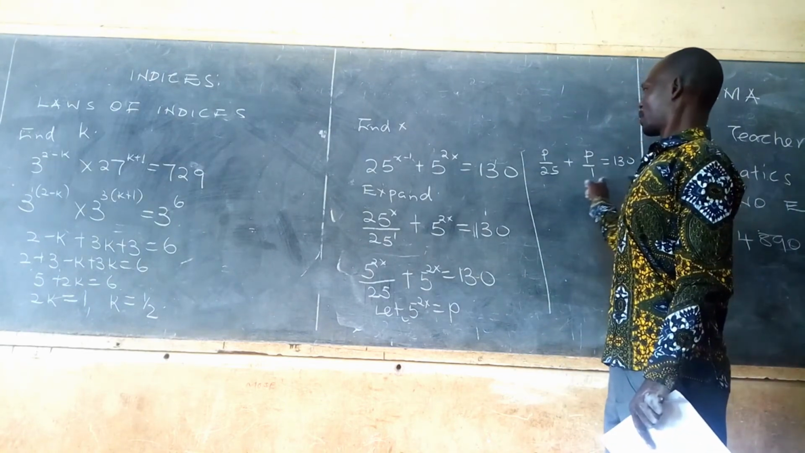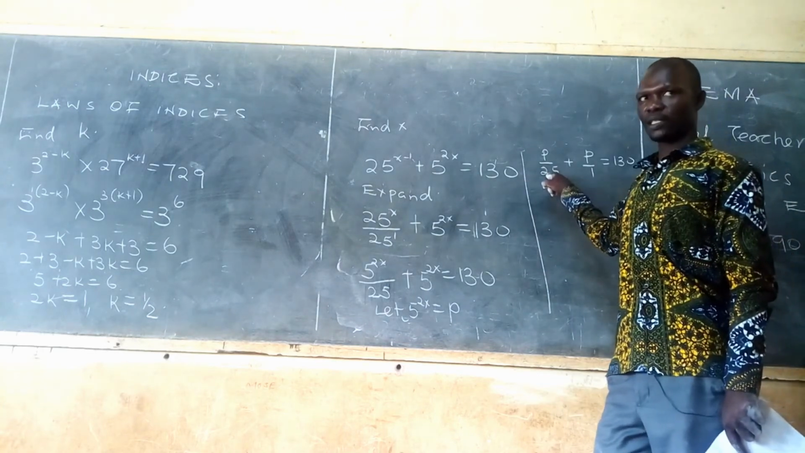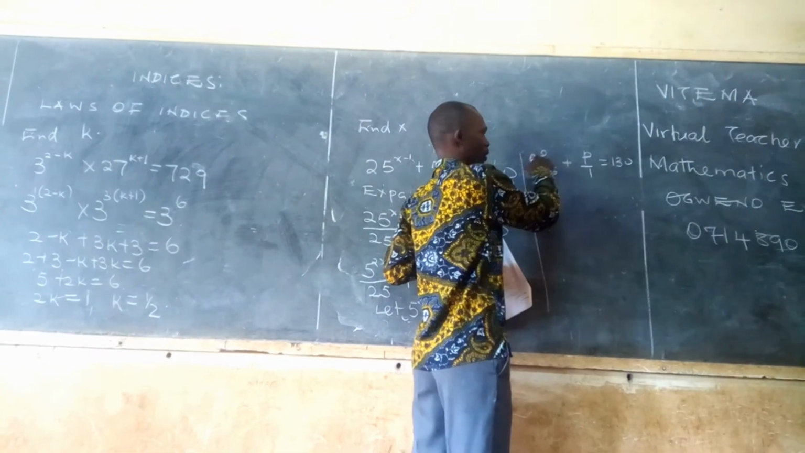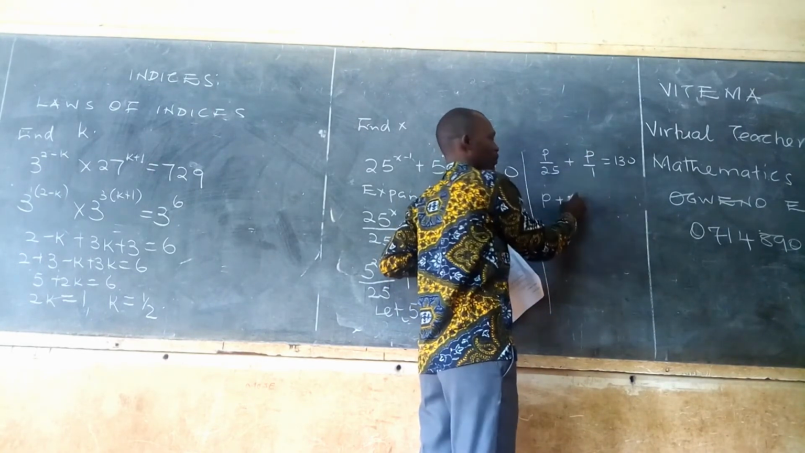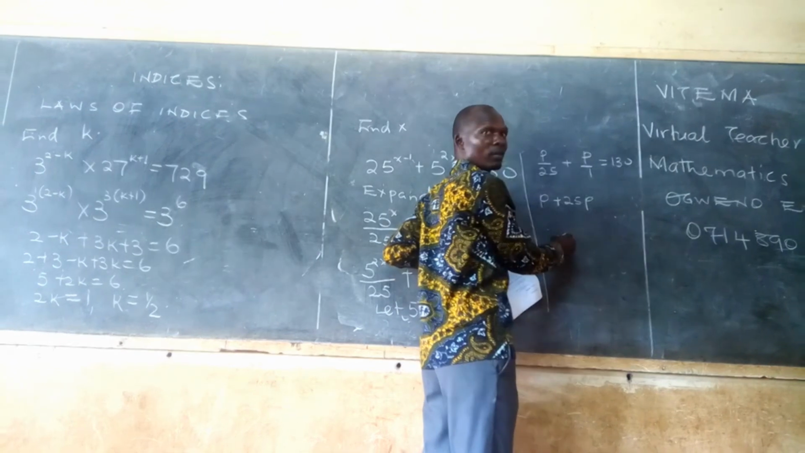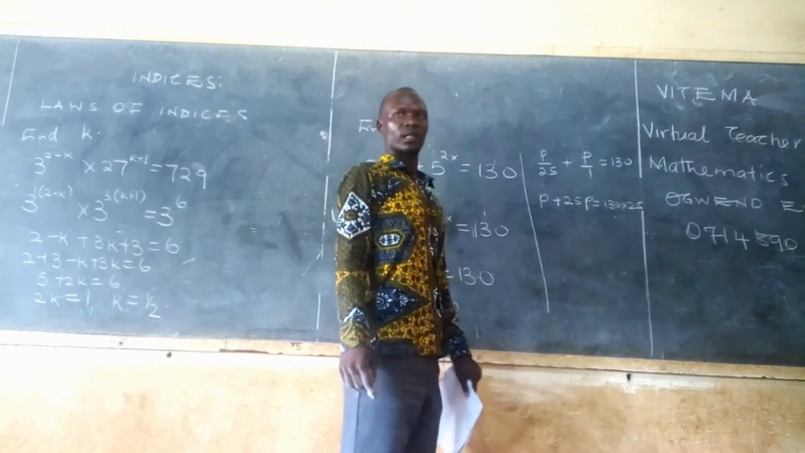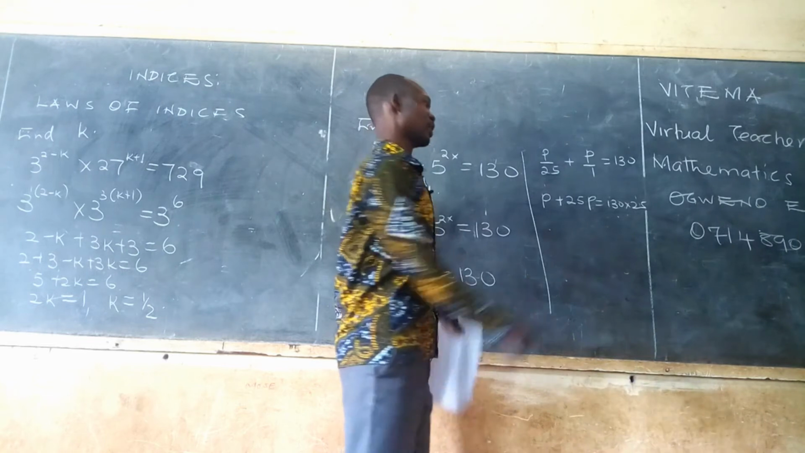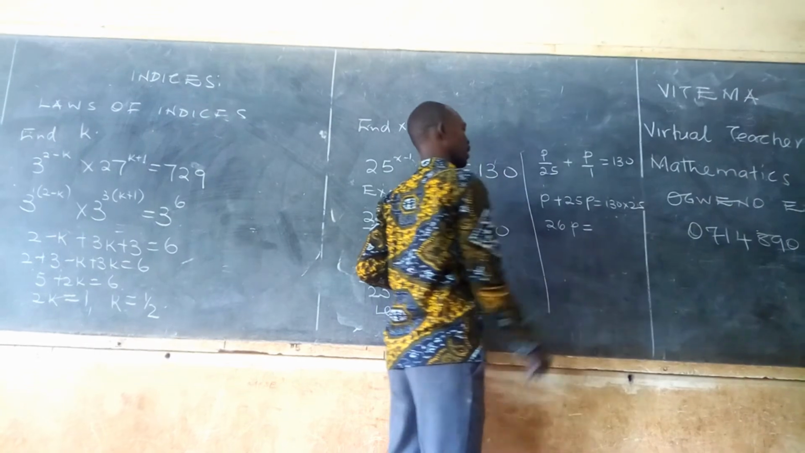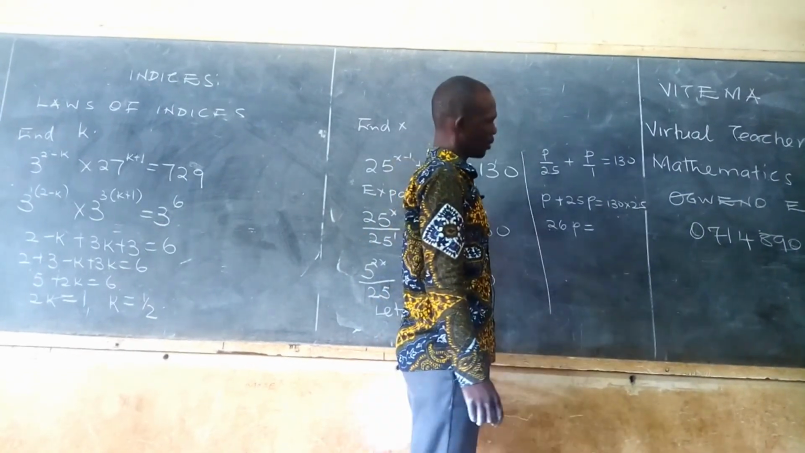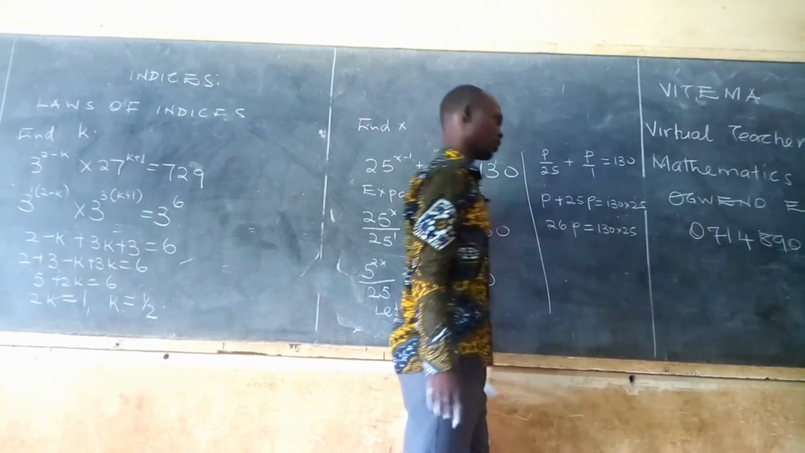I can then multiply everything by 25 so that I eliminate the denominator. If I multiply this by 25, I will remain with p. Plus, if I multiply this by 25, I'll have 25p equals 130 times what? 25. Everything by 25. So that this will be a total of 26 what? p should give me a total of 130 times 25. Let me just have it as 130 times 25. I don't want to struggle so much.